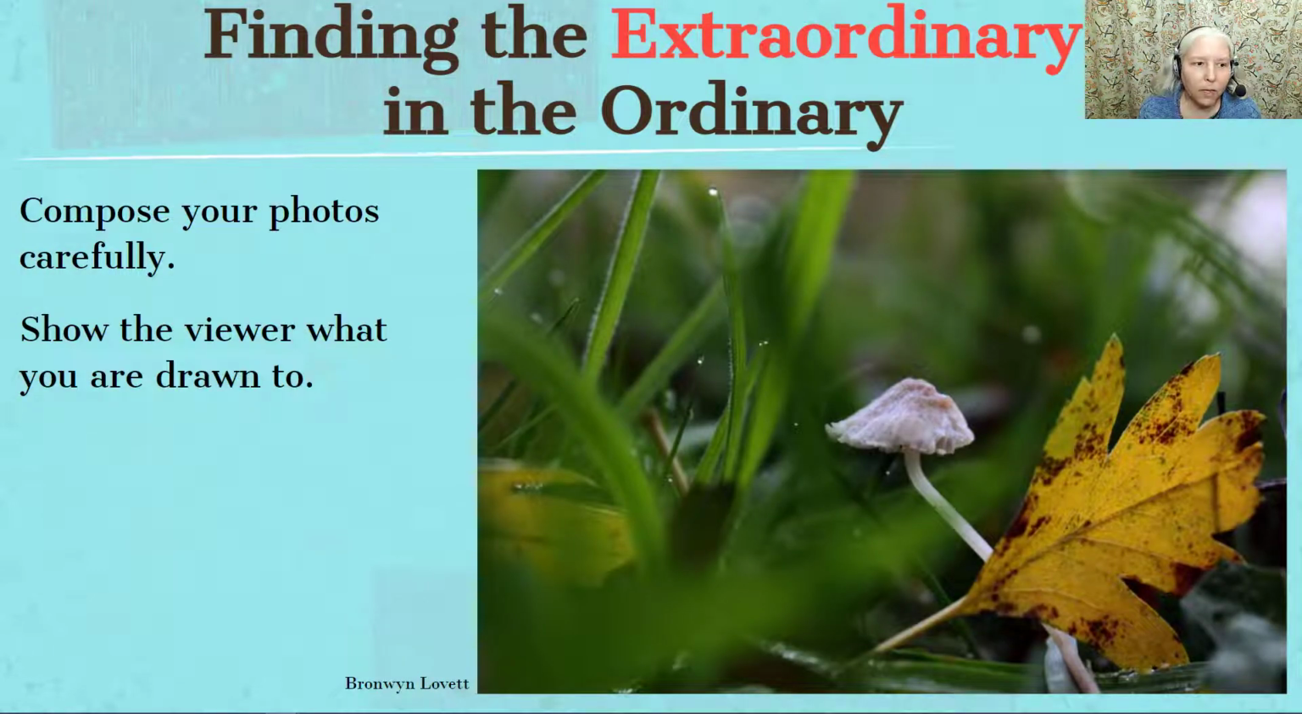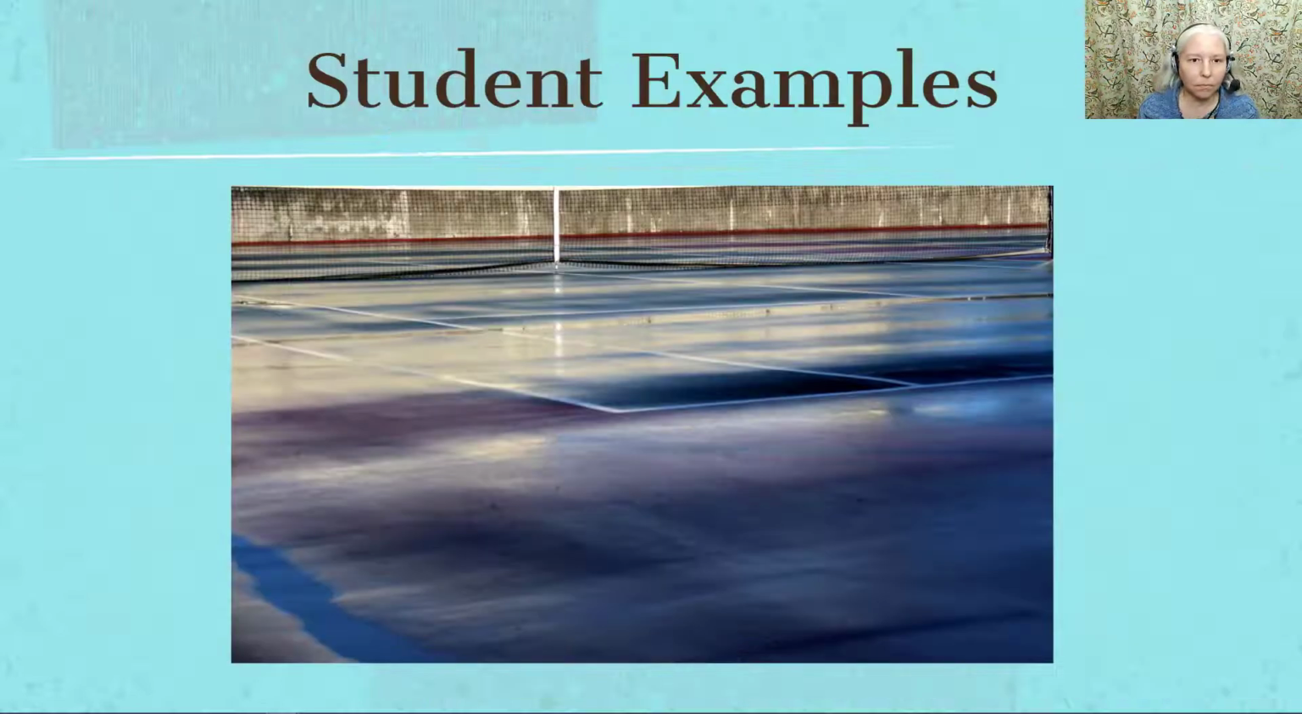Compose your photos carefully. Show the viewer what you are drawn to. In this case, the mushroom is the lightest object in the photo, and it's also framed by the other objects that are present in the photo. This is the tennis courts. The way the light is hitting the damp courts, it makes it look almost like ocean waves.